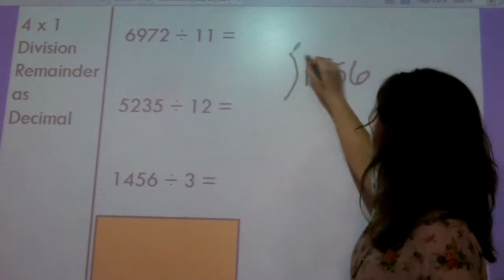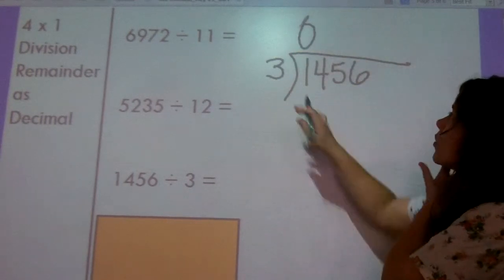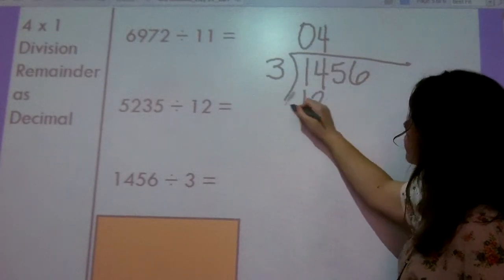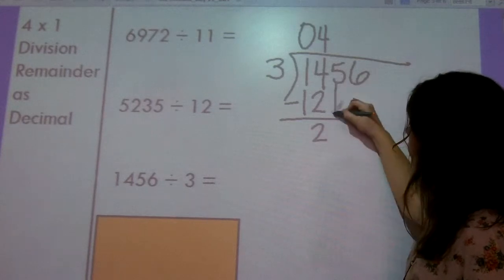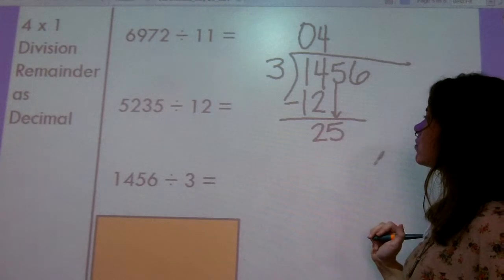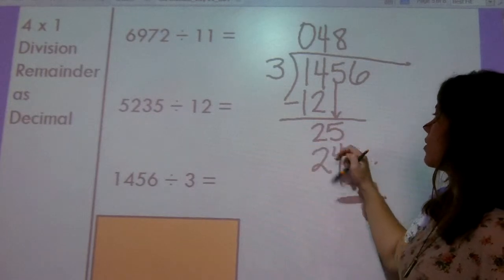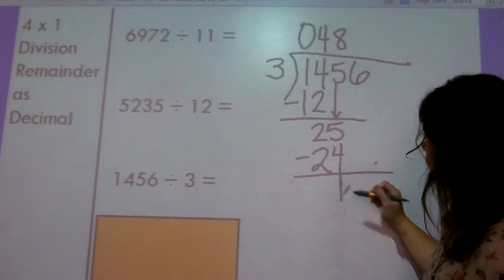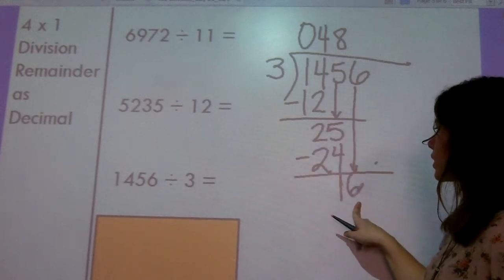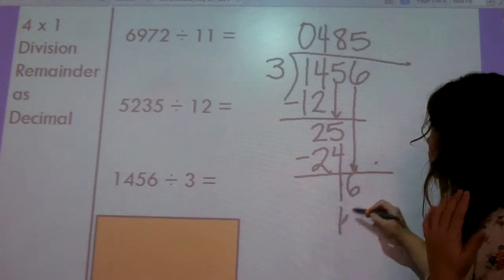1456 divided by 3. 3 doesn't go into 1, so I put up my placeholder 0. 3 goes into 14 4 times, because 3 times 4 is 12. 3 goes into 25 8 times, because 8 times 3 is 24. Ooh, that's a crazy 4. I'm left with 1. Bring down my 6. 3 goes into 16, 3, 6, 9, 12, 15, 5 times, because 3 times 5 is 15.